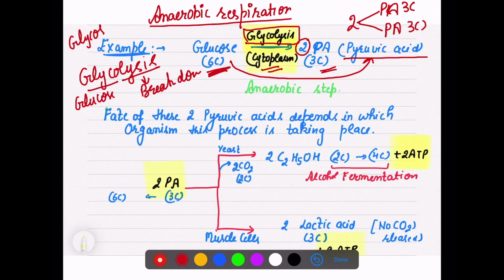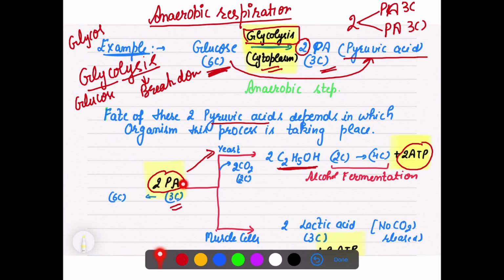What will this pyruvic acid do? So pyruvic acid can go through two processes. If the glucose is breaking down, pyruvic acid is there. If it is in the yeast, pyruvic acid, a 3 carbon compound, in the absence of oxygen will start forming ethanol and release 2 ATP molecules, right? That is our 10th standard. We discussed this in 10th standard also in respiration.